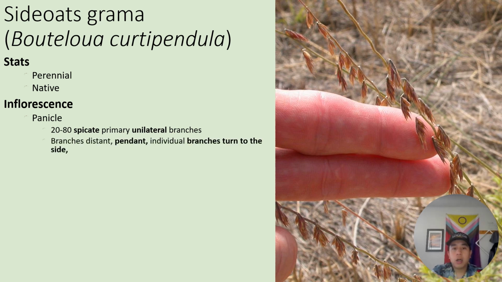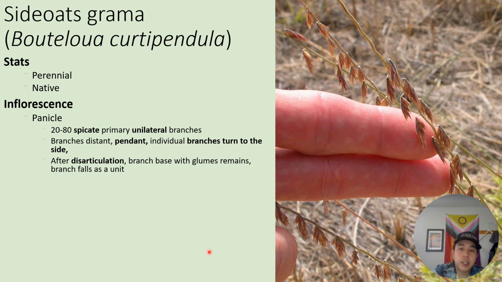The branches are often distant from each other, and they're often what we call pendant. And pendant essentially just means it's hanging off loosely from these branches instead of standing erect or upright like you might expect with a lot of other plants we've seen. And they turn off to the side. After disarticulation, essentially, disarticulation is when it drops its seeds.